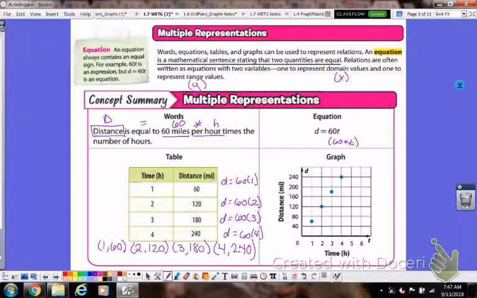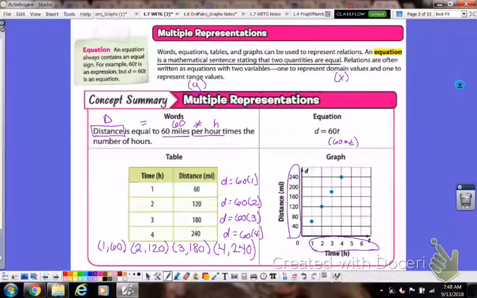Now when we have a graph, make sure you always check out what kind of steps there are. We don't always go by ones. In this case, our distance is increasing by 60 each time, so we're jumping by 40s here instead of by 1s or 2s or 5s. Now our time was still by hours, so that still increased just by 1.